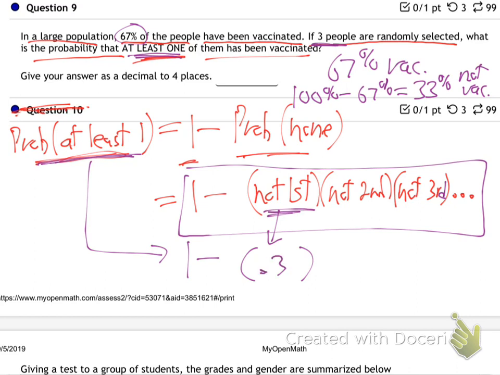So this will be 0.33 times 0.33 times 0.33. Is that making sense? That's the chance that the first person has not, and the second has not, and the third has not. So that's the chance that all 3 have not, and the opposite of that is at least one has. So it's 1 minus, whatever your calculator says at that point. I'll leave it at that. I better move on.